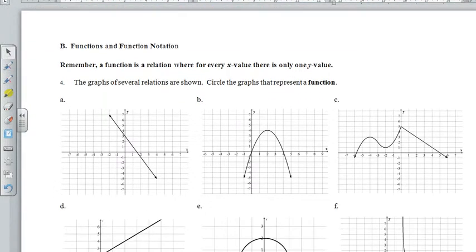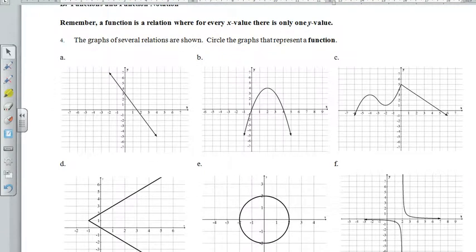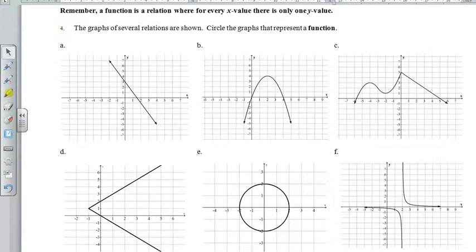All right, functions and function notation. So remember, a function is a relation where for every x value, there's only one y value. What I like to do is go through and circle the letters of the graphs here that are functions. Don't circle it if it is not a function. If you can find an x value where you go in the graph and there are two different y values, one up here and one down there, then that's not a function. So you don't want to circle that one. You just want to circle the ones that are functions.